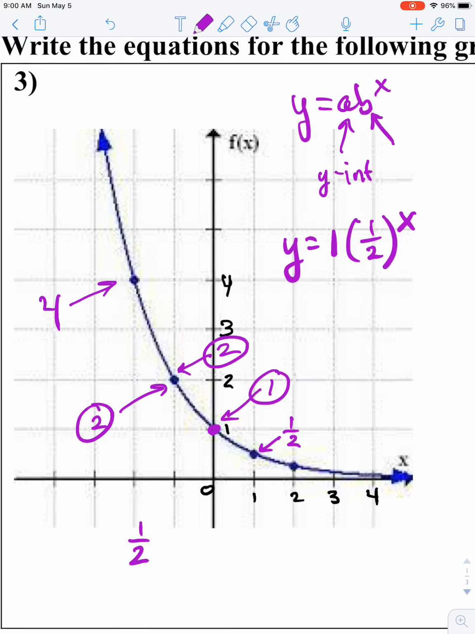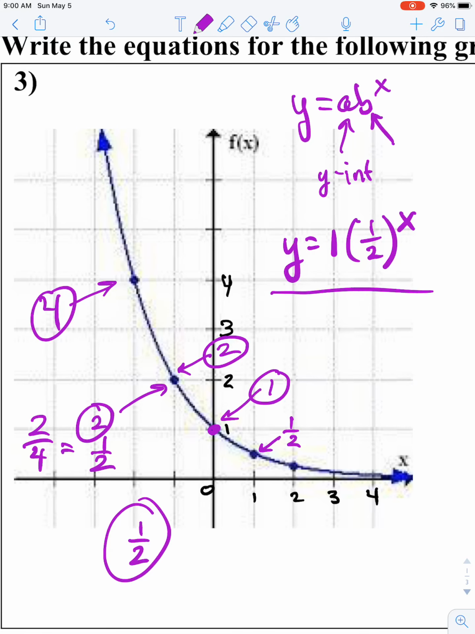But if I had chosen 2 and 4, 2/4 would end up being 1/2 also. And if I had chosen 1/2 over 1, that's also 1/2, or 1/4 over 1/2. Any of those will simplify to be 1/2. And that really is all there is to writing our equation. We just want to make sure that that number is in simplest form.